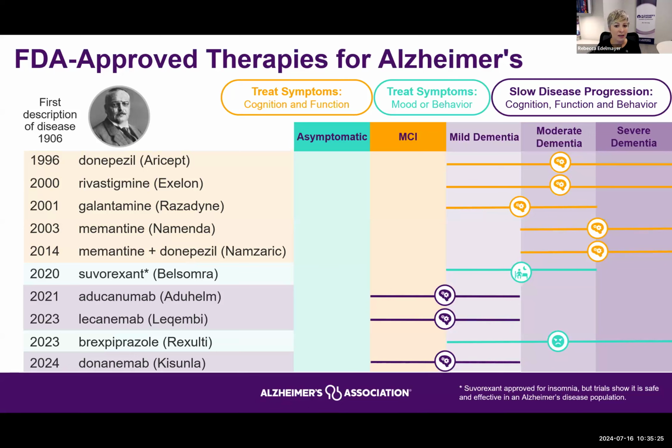Suvorexant is a treatment that has been approved to treat insomnia, but it has been shown in clinical trials to be effective and safe in individuals who do have Alzheimer's disease. And brexpiprazole, or Rexulti, is another treatment approved to treat agitation, a very challenging symptom associated with Alzheimer's disease. We need a variety of treatments approved all across the disease continuum, not only for Alzheimer's disease, but all types of dementia.